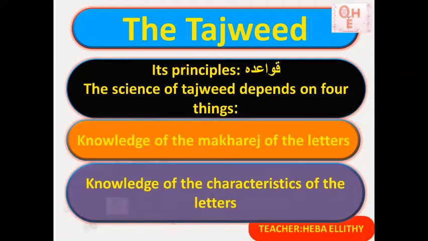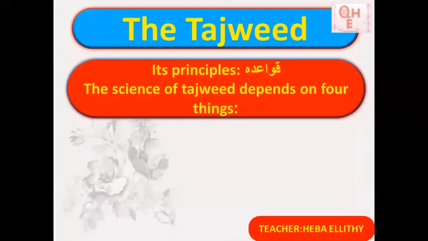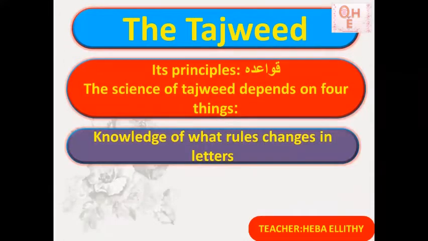Number 2, knowledge of the characteristics of the letters. We should know the صفات الحروف. We said makhraj is the last name, and the characteristics, this is the human. So it is very important for any letter to have both of them, the makhraj and the characteristics, to shape this letter right.